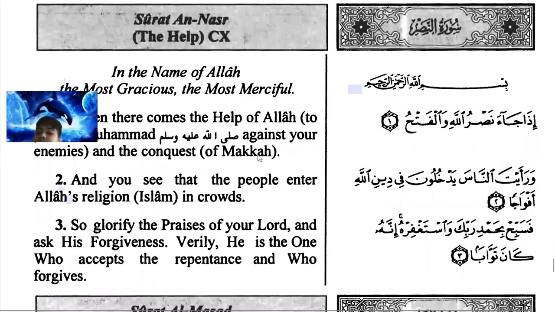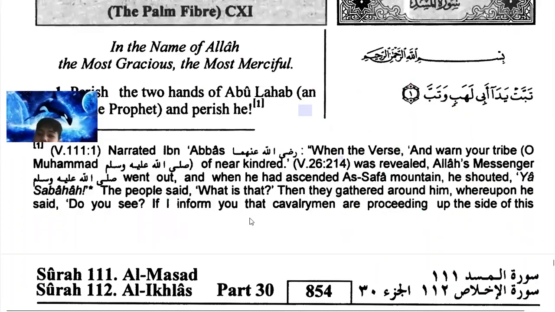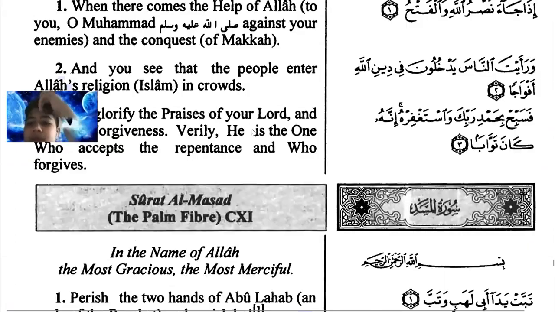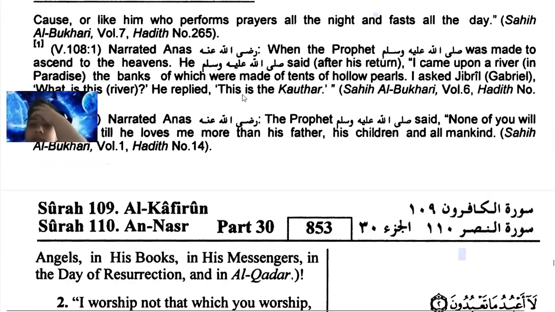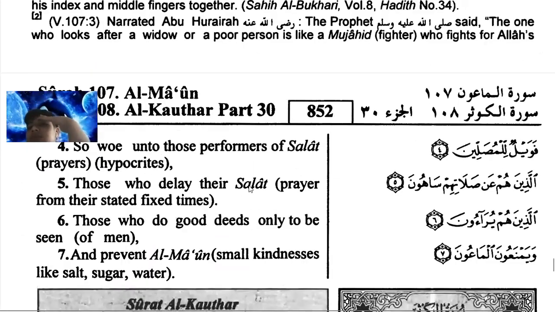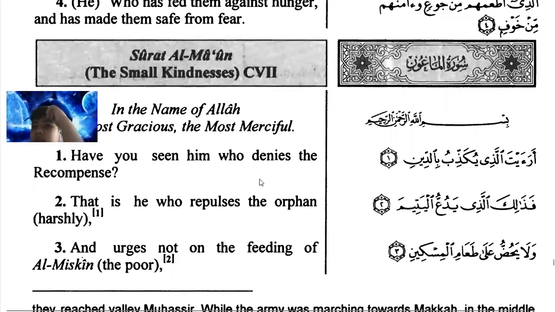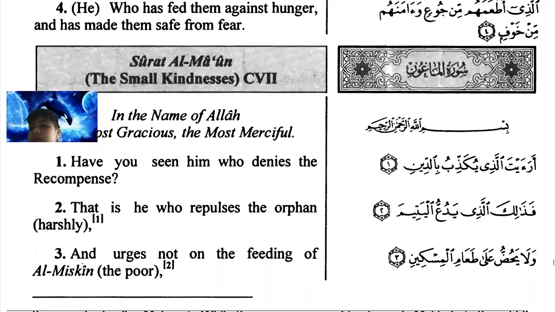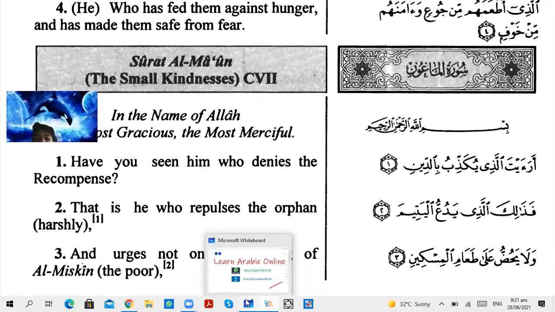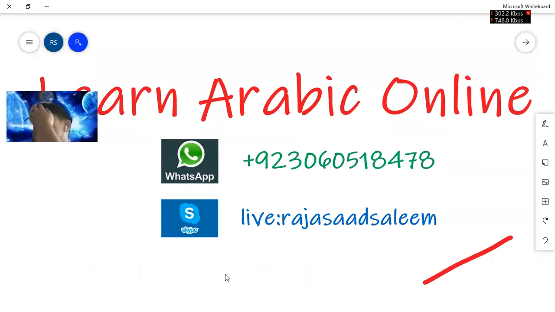What was the name of the surah? Surah Kawthar. Okay, Surah Kawthar, you read. Now, this one. The name of this surah is Suratul Ma'un. Okay, so now Ma'un, without looking at the Quran. Wait, Suratul Ma'un, is it Ara'aytal ladhi? Yes, Ara'aytal ladhi.